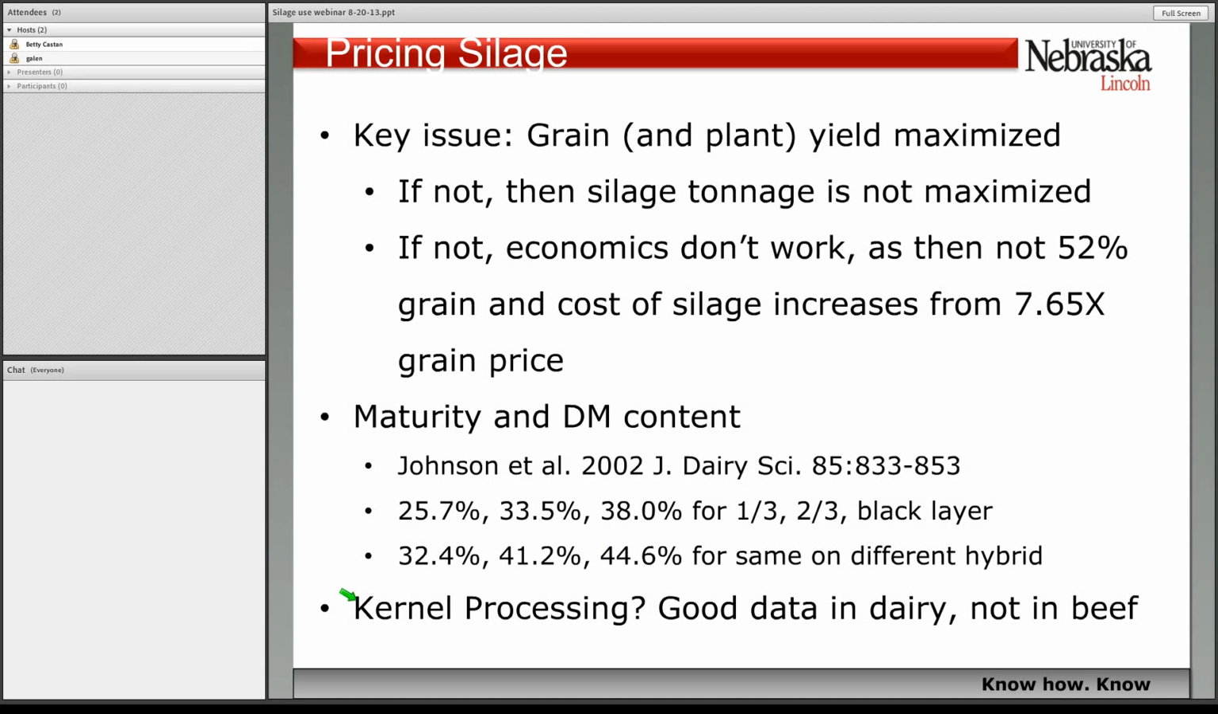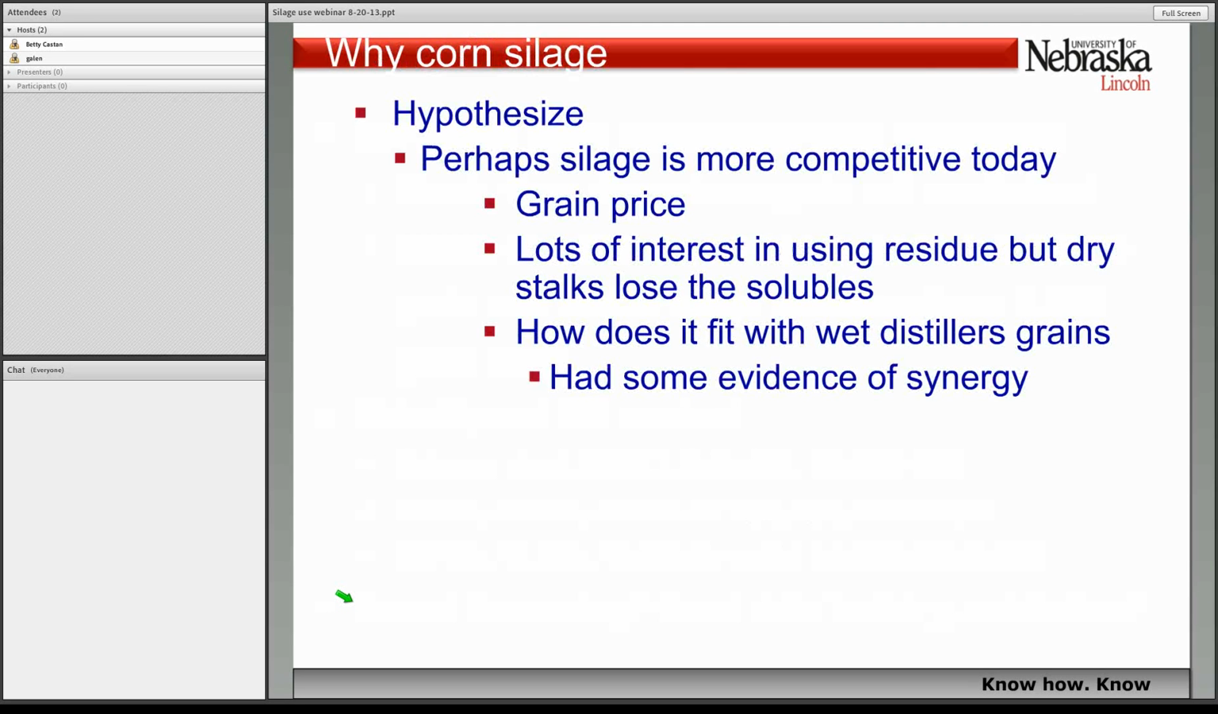The other thing I want to mention, which has not been brought up, is it's common practice now to do what's called kernel processing at the time of silage harvest. And there's good data evaluating kernel processing in the dairy industry and dairy research. I'm unable to find, unless I've missed it, any data available on beef cattle related to kernel processing, and I think that's a need in the future.